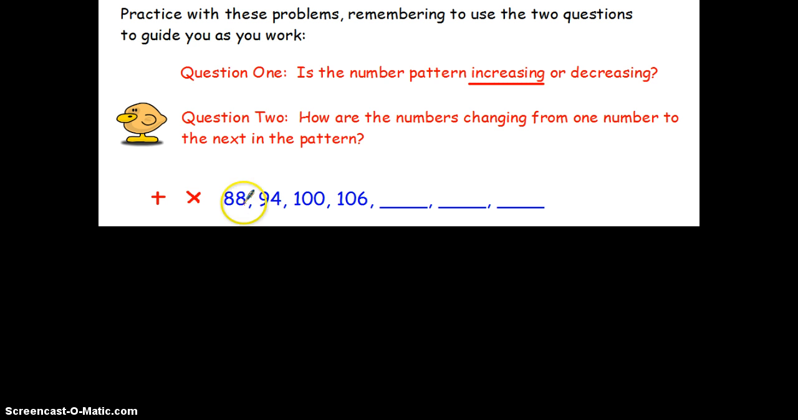Okay, so let's start off and let's see how they're growing with adding on this problem. 88 to 94. How do I get from 88 to 94? 88 plus what gives me 94? Well, I know 88 plus 6 is going to give me 94. If I add 6 to 94, am I going to get 100? Yep, I sure am. If I have 100 and I add 6, am I going to get 106? Yep, I sure am. So I think I have my rule established, so let's carry it out through the rest of the problem.